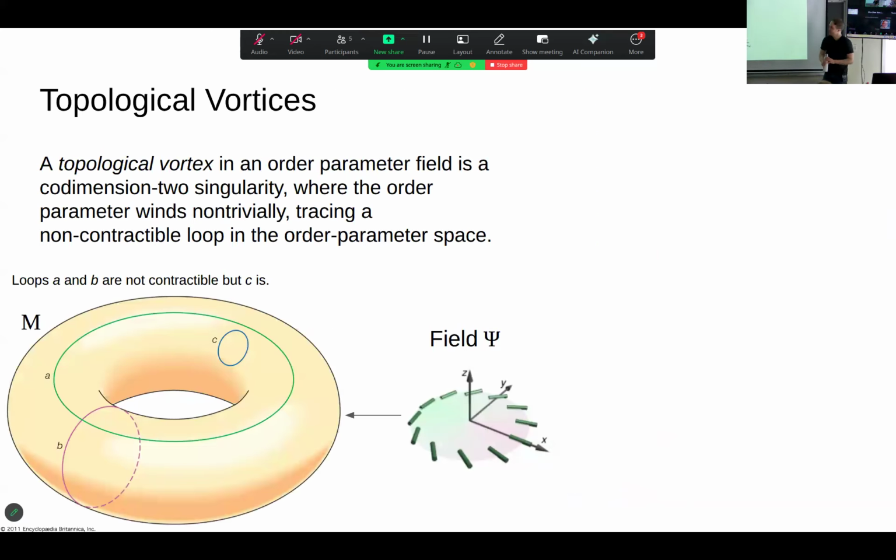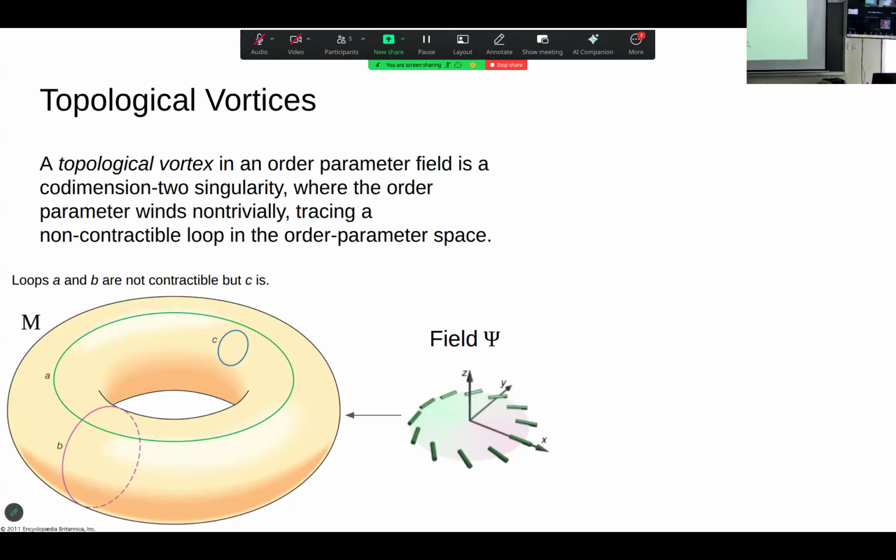Okay. Now, not all vortices are interesting, because we want to look at those singularities that are essential, that cannot be removed by local changes to the field. And this is essentially what is captured by topological vortices.